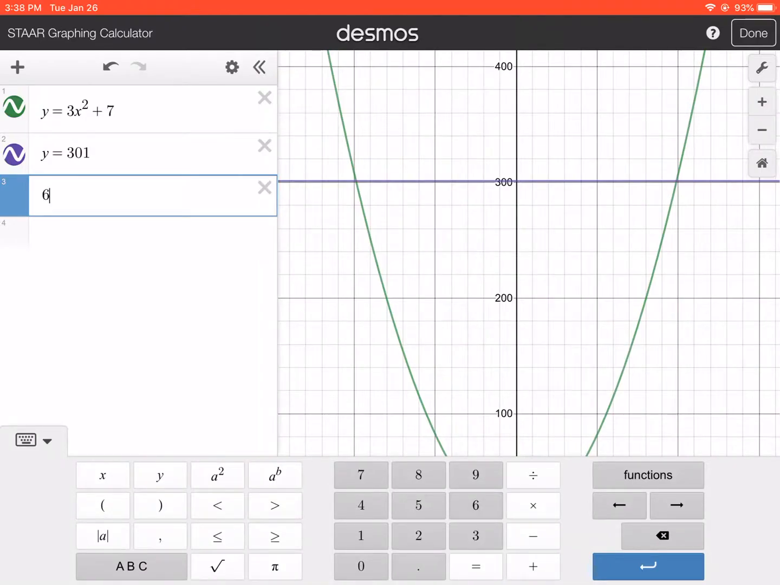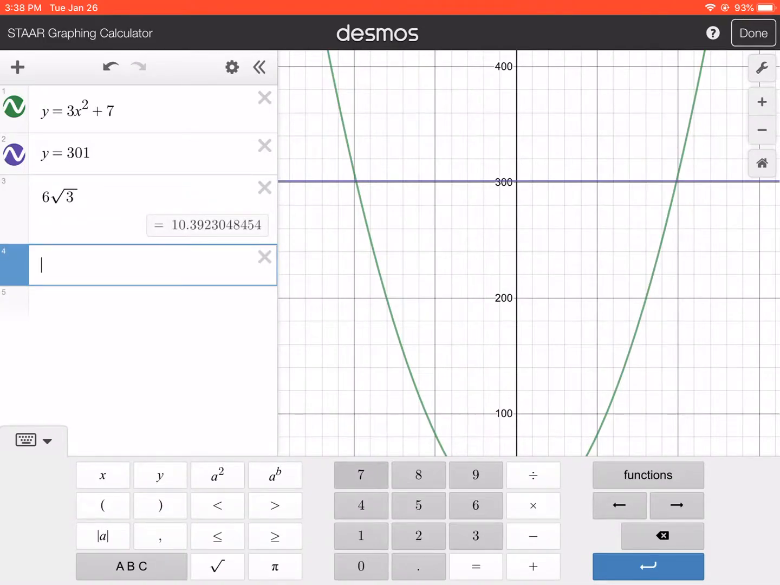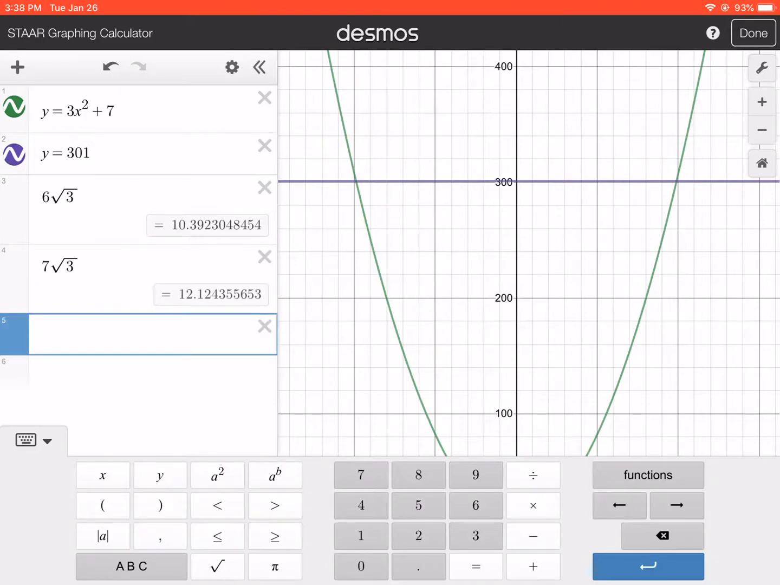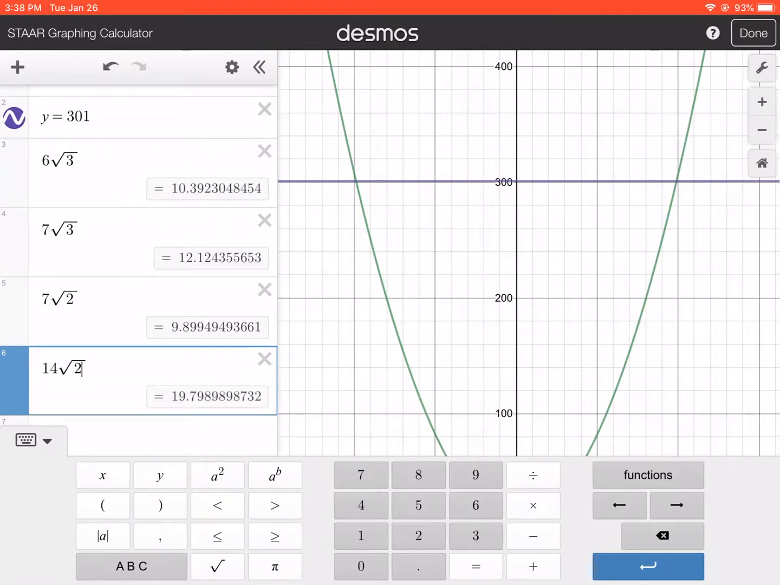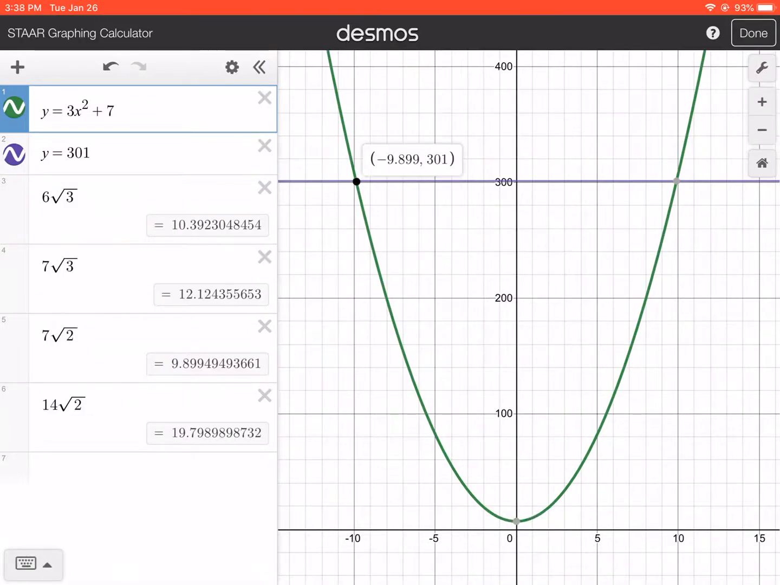We can go in now and check ourselves by typing in these answer choices. 7 square roots of 3 was next, then 7 square roots of 2 and 14 square roots of 2. All right, now I typed in all of the answer choices so I can go back in and tap on those. Which answer choice is going to have that x value? The answer is 7 square roots of 2.